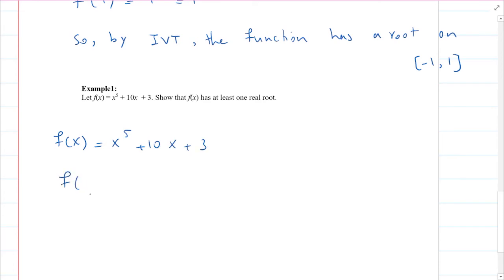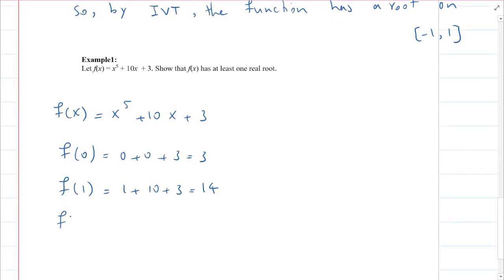Think about two numbers. You might want to start substituting some numbers. For example, I can substitute 0. That gives me 0 plus 3, which is 3. I can substitute 1. That's going to be 1 plus 10 plus 3. So that would be 14. So you see that this doesn't work because you're basically getting the same sign for both of them.